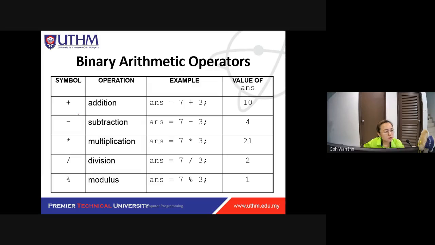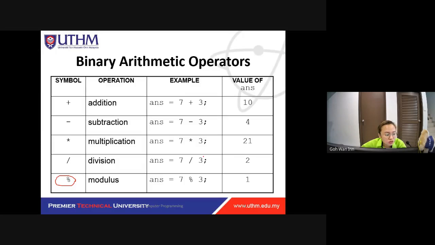Okay, so here, binary arithmetic operators: you have plus, addition; minus, subtraction; multiplication; division; and modulus. What you are not familiar with here is only this modulus. So you know 7 plus 3 is 10, 7 minus 3 is 4, 7 times 3 is 21, 7 divided by 3 is 2. Why is it 2?